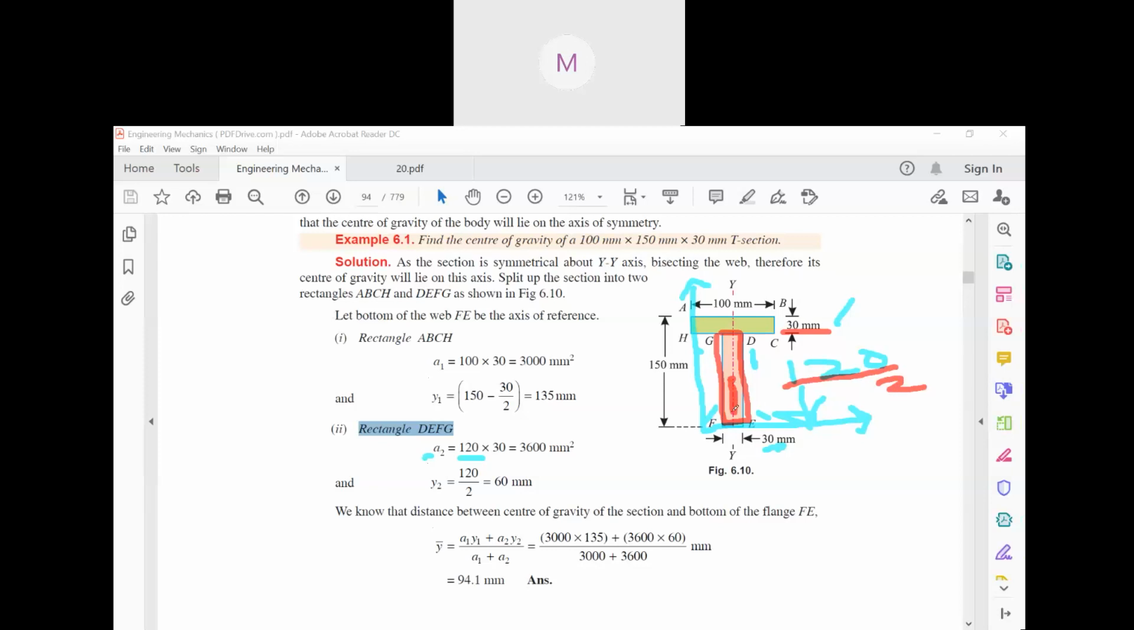Just remember from the axis you have to find out the distance. So it is how much? 60. Are we clear here? Why y2 is 60, y1 is 135. I think it is clear.